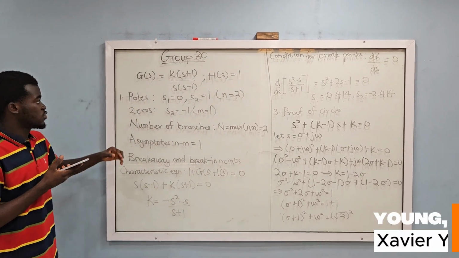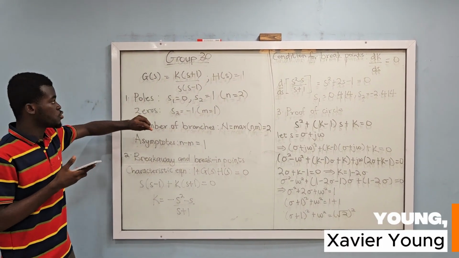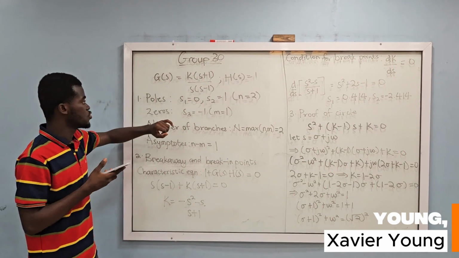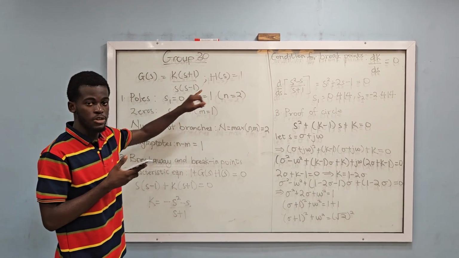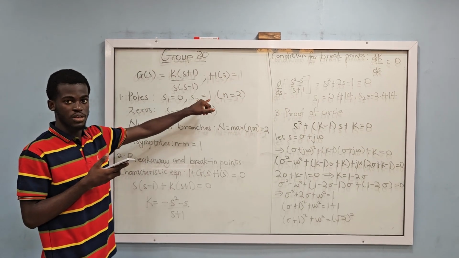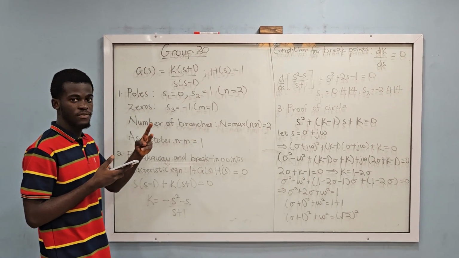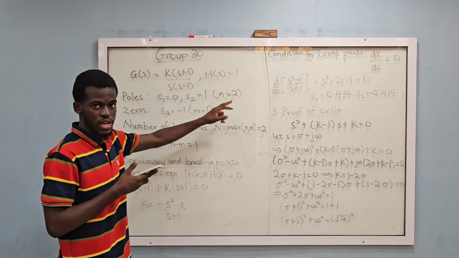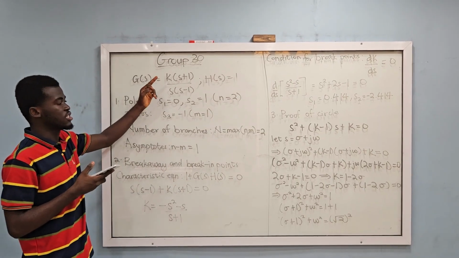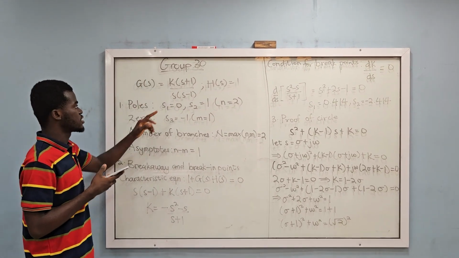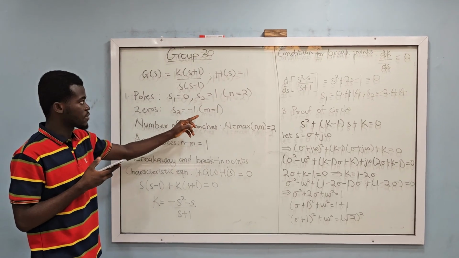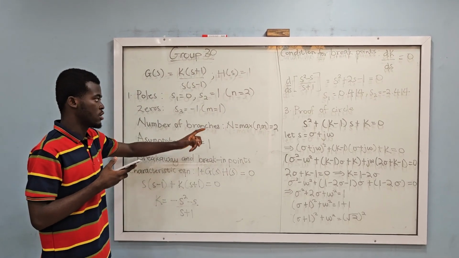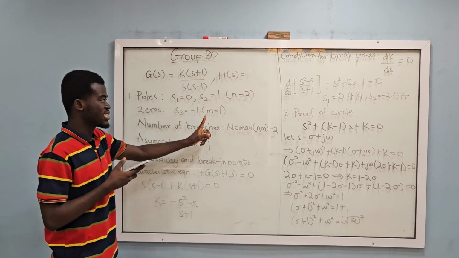First of all, solve for the poles, which are the zeros of the denominator. When you solve it, you get s equals 0 and s − 1 equals 0, which is s equals 1. We have two of these values, so n equals 2. The zeros are the zeros of the numerator, which is s + 1 equals 0, so we get s3 equals negative 1. We have just one value, so m equals 1.